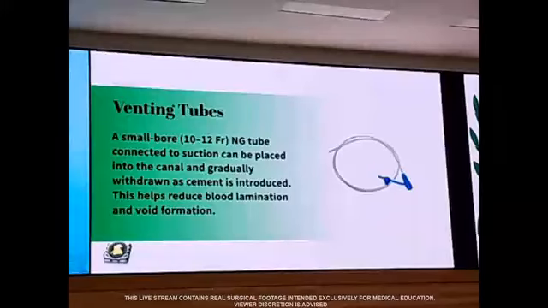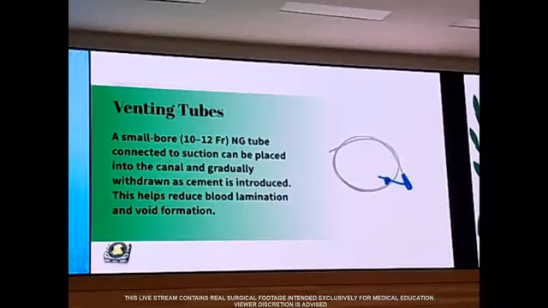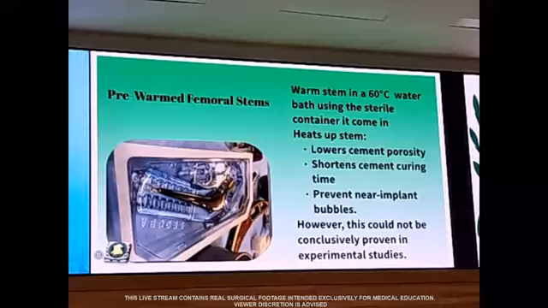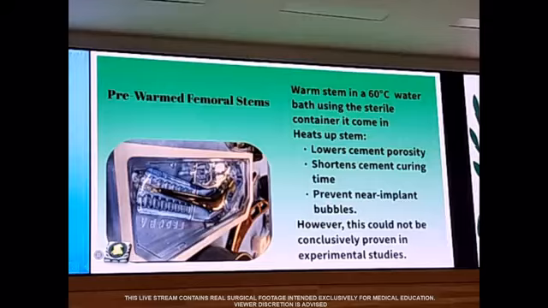A small nasogastric tube connected to suction can be placed into the canal and gradually withdrawn as cement is introduced. This helps reduce blood lamination and void formation. Pre-warm the femoral stem in a 60 degree centigrade water bath using a sterile container. It heats up the stem, lowers cement porosity, shortens cement curing time, and prevents near-implant bubbles. However, this could not be conclusively proven in experimental studies.